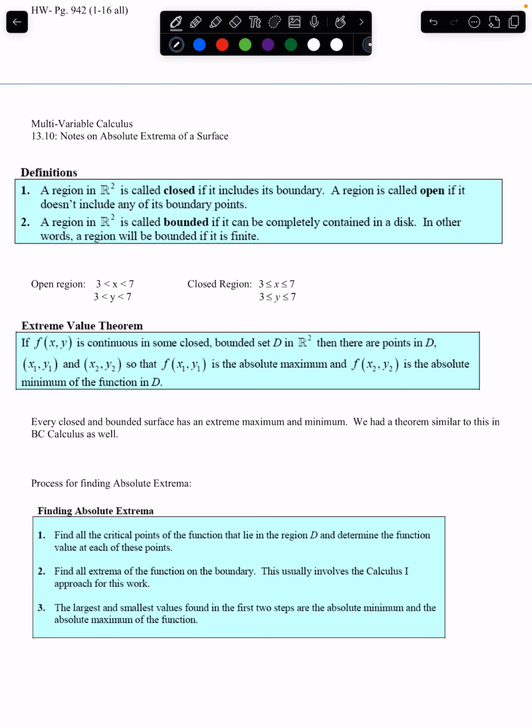Hello, welcome back. Today we're going to be continuing our discussion from yesterday, talking about how we find the absolute extrema under a surface.